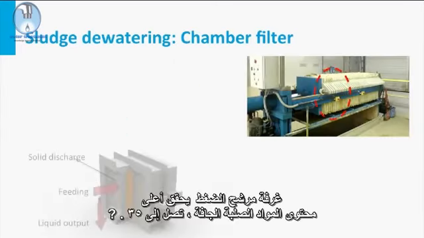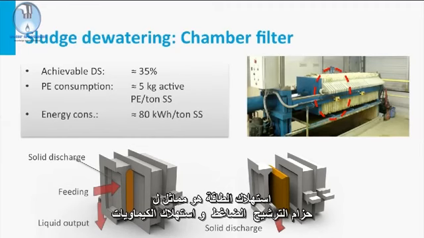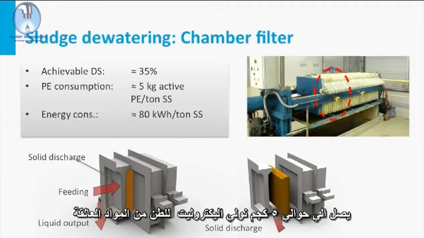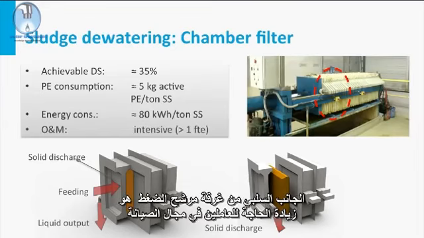The chamber filter press achieved the highest dry solids content, reaching up to 35%. The energy consumption is similar to the filter belt press, and the chemical consumption reaches about 5 kg PE per ton SS. In some cases, wood chips are added to facilitate the drying process. The downside of the chamber filter press is the high demand for maintenance personnel.